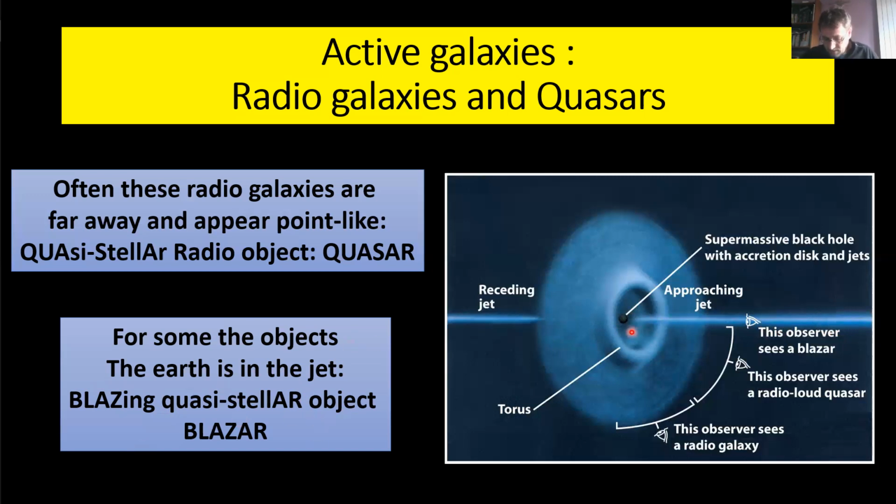What we get from BLAZARs is really the hard radiation. If we look from the side, what we get is rather the radio, so the soft radiation. So a radio loud source appears if we are directly in the line of sight, and then if we are almost perpendicular, then we see a radio galaxy.